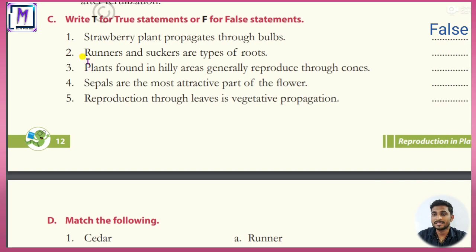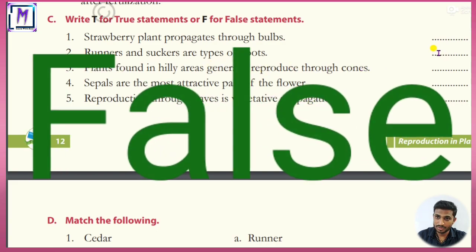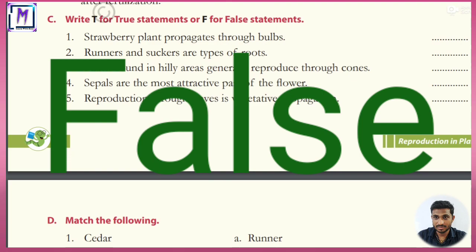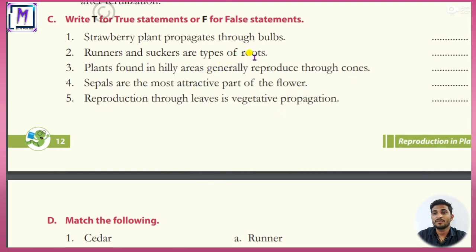The second statement: runners and suckers are types of roots. This is also a false statement, because runners and suckers are stems which grow horizontally.